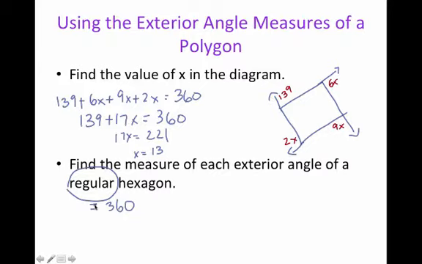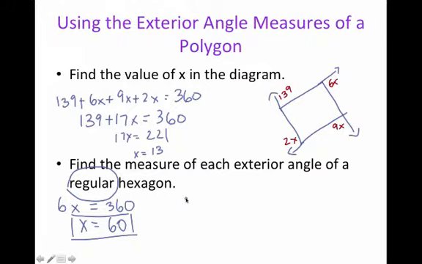Well, a hexagon has 6 sides, so that would mean that we have 6 exterior angles. So 6 times x equals 360. So all we have to do is take 360, divide it by 6, and I would get that each exterior angle is 60 degrees.